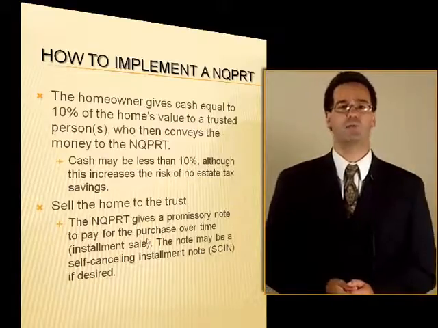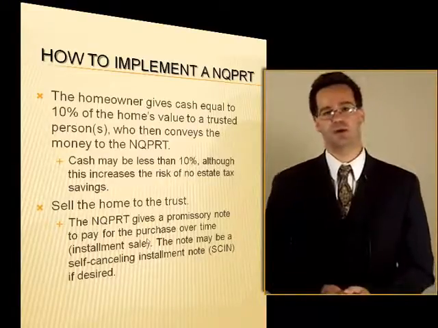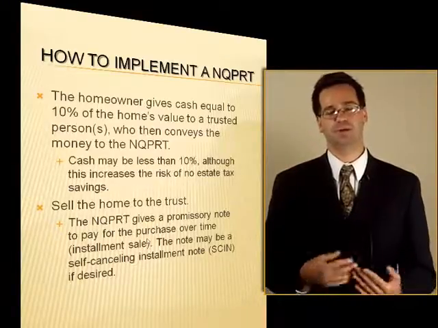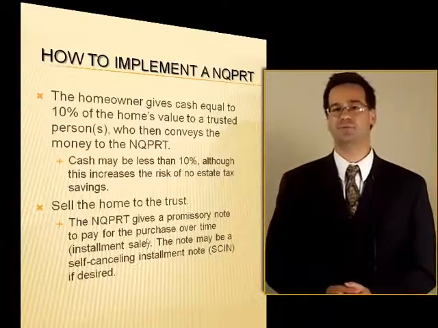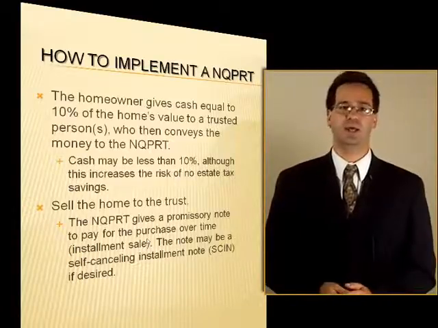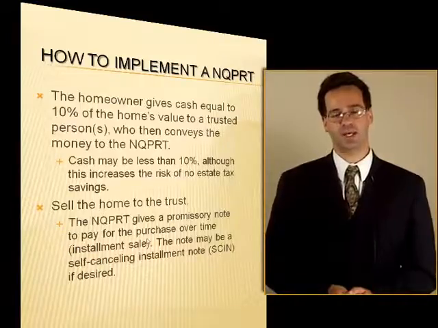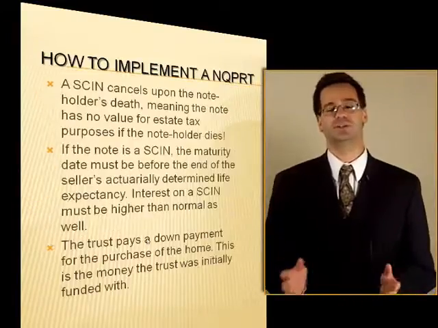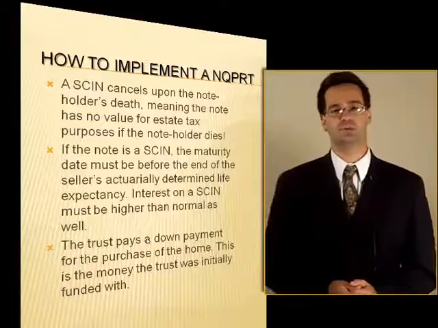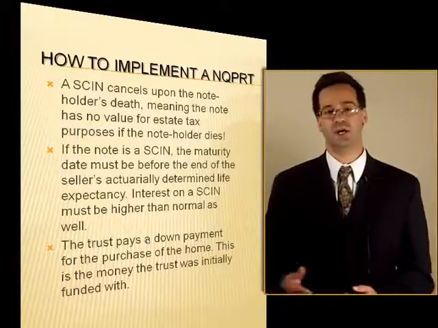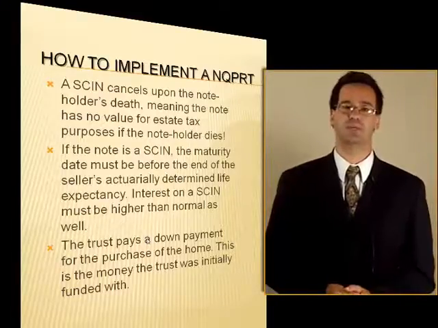However, what happens if you die before the note's paid off? Well, if it's a note for $500,000, only half has been paid off. And then you die, there's still a note worth $250,000 in your taxable estate, unless you do what's called a self-canceling installment note. And that's a special type of note. This has held up when challenged by the IRS on multiple occasions.